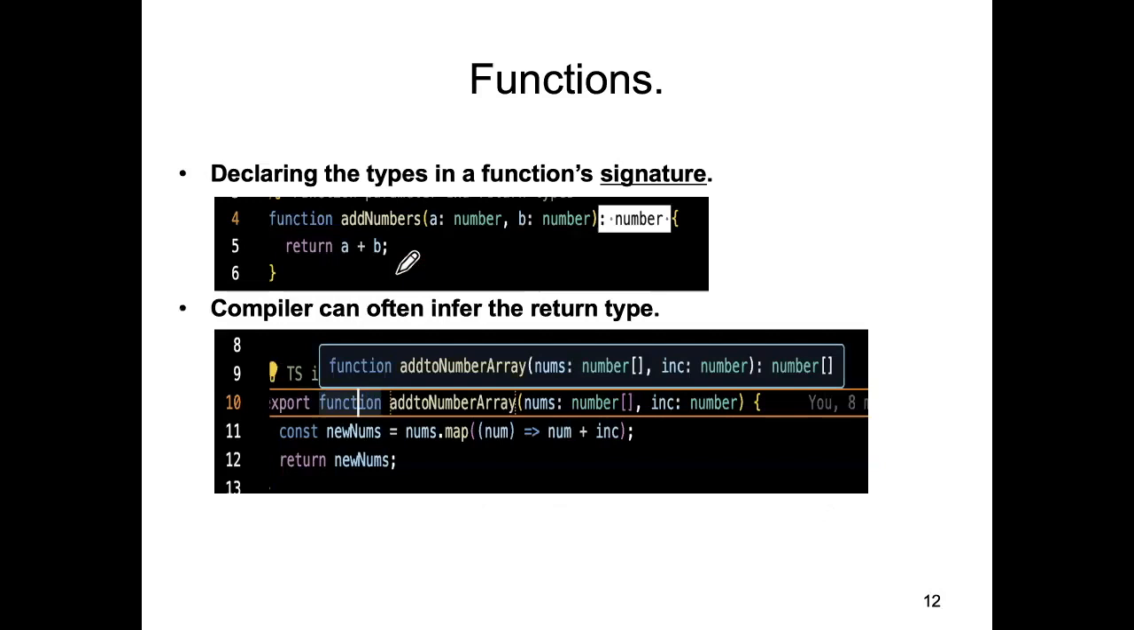So that's roughly where I left off. So the next thing I want to talk about is functions. And we use our type annotations on functions as well, because we have to declare the types of the parameters that are input to a function. And we also sometimes need to be explicit about the return type for a function.